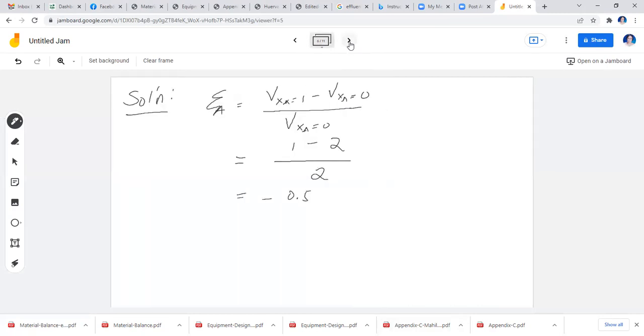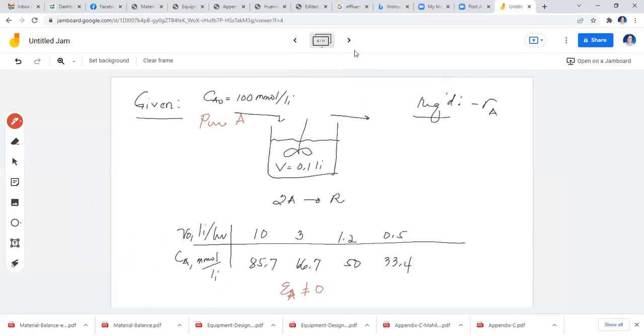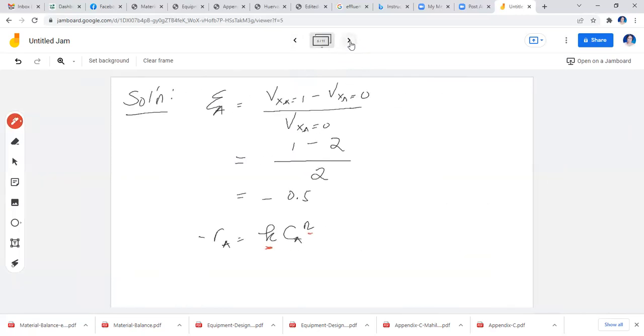Remember that if you're after RA, so I'll write here, if you're after RA, you need to determine the K and you need to determine the N. So these two, the K and the N, need to be determined. Now, how do we determine the K and the N? Anybody who can suggest what should be the thing that we're going to do? This reaction is facilitated in a mixed flow reactor. What do you think we are going to do?